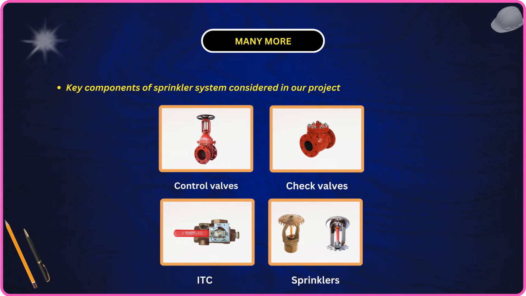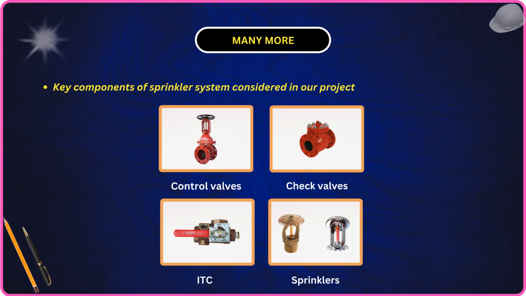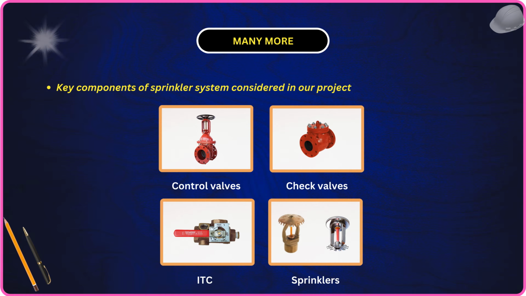Control valves. These are used to control the water flow. They can be gate valve or butterfly valve. Check valve. They are non-return valves used to prevent backflow in the system. Inspector test connection. A test connection must be provided to test each water flow device for each system. The discharge should be at a point where it can be readily observed.